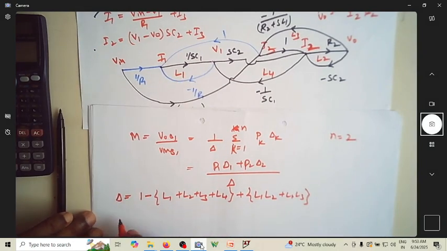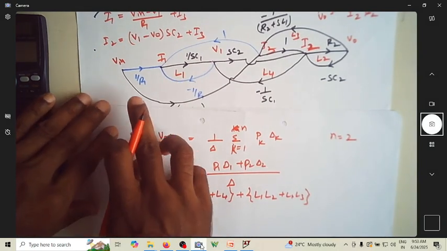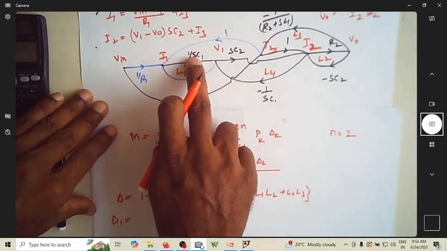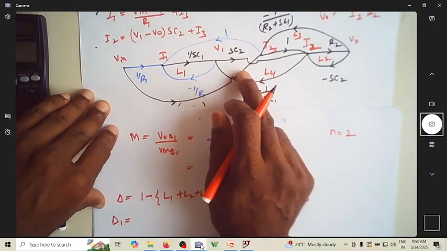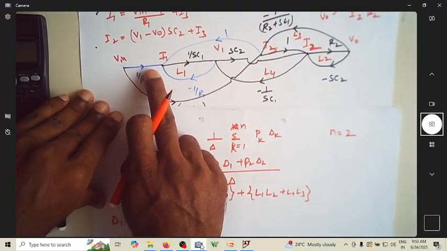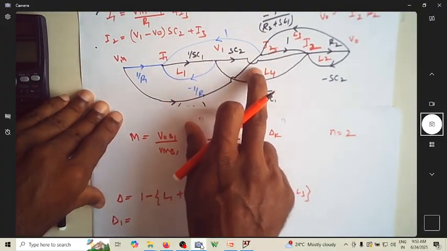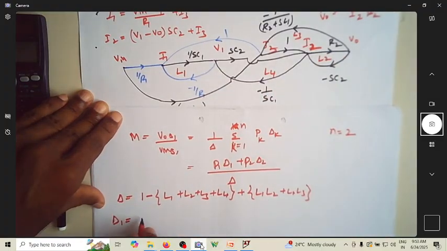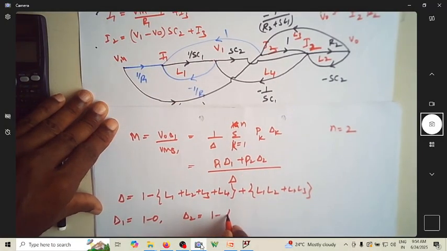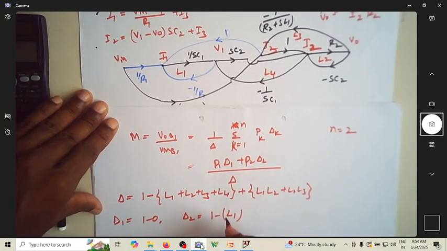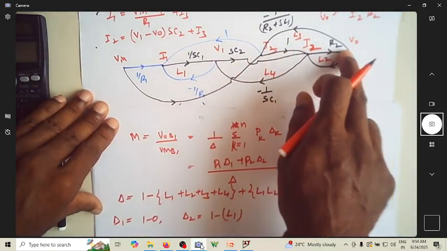So what is delta 1? Delta 1 is, if you consider this as P1, all the loops will touch. So this will touch, this will touch, this will touch. So delta 1 is 1. How about delta 2? Delta 2 is, this won't touch. It is 1 minus of P1. This goes like this.